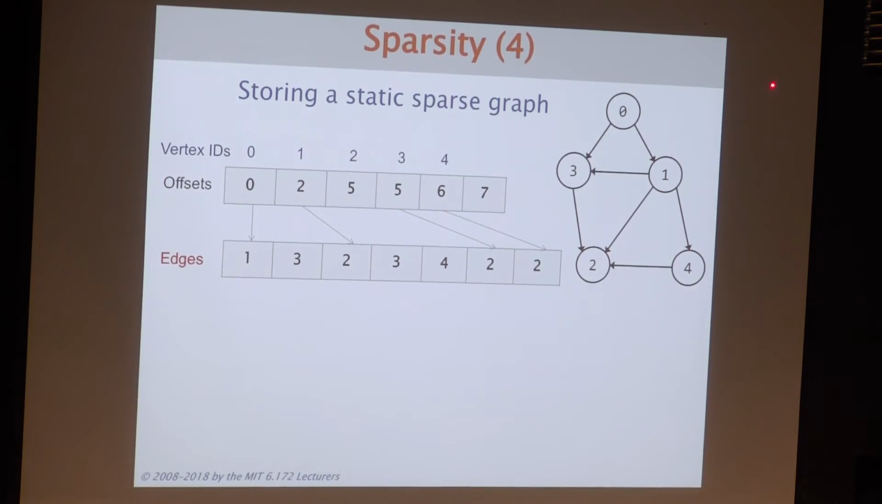So let's take vertex 1, for example. The offset of vertex 1 is 2, so we know that its outgoing neighbors start at position 2 in the edges array. And then we see that vertex 1 has outgoing edges to vertices 2, 3, and 4. And we see in the edges array, 2, 3, 4 are listed there. You can also get the degree of each vertex, which is analogous to the length of each row, by taking the difference between consecutive offsets. So here we see that the degree of vertex 1 is 3, because its offset is 2, and the offset of vertex 2 is 5.